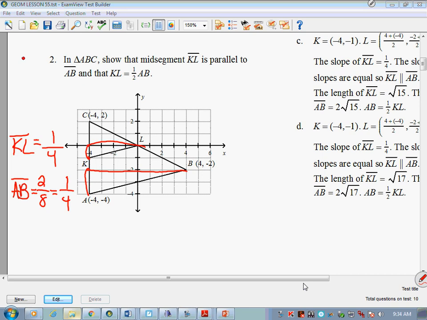Now we need to show that KL is half of AB. When we're talking about that, what are we talking about? We're not talking about slope anymore. Length. How do I find the length of a segment? There are 2 ways. I'll accept either one. 2 formulas. One's a formula, one's a theorem. How might I find the length of KL?